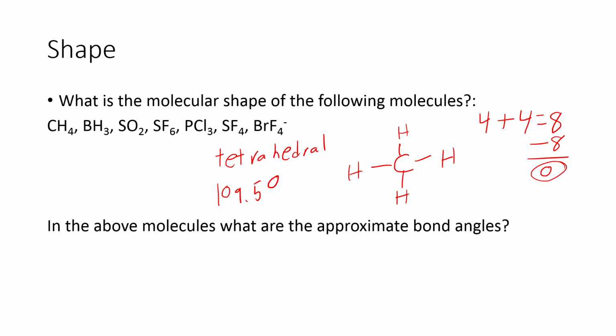Remember, this is the only one that doesn't have a round number, so you may have trouble remembering it. I just remember that tetrahedral is 109.5. It's the one that looks a little different. All the others are going to be round numbers, like 180, 120, or 90. But this one case is going to be a little bit different.